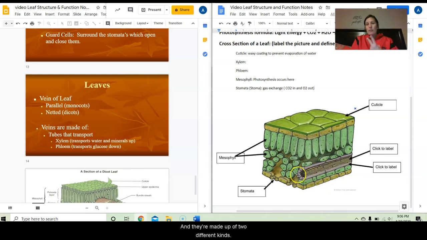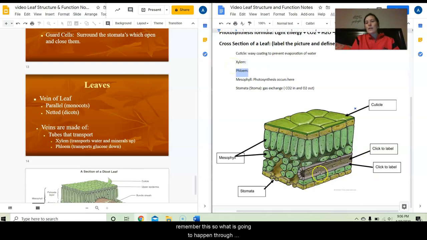And they're made up of two different kinds. All right, and we're going to talk about these again and again and again. So you're going to hear me talk about these. So this is the xylem, like xylophone, xylem, and phloem. Phloem. Okay, so xylem and phloem. I practice saying those. All right, I have a silly way to remember this.